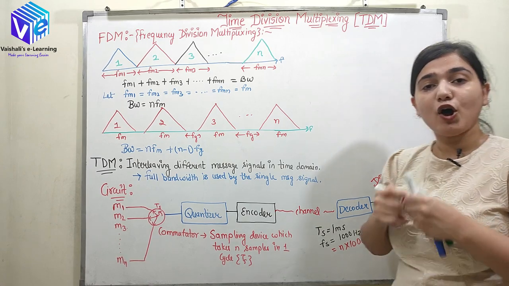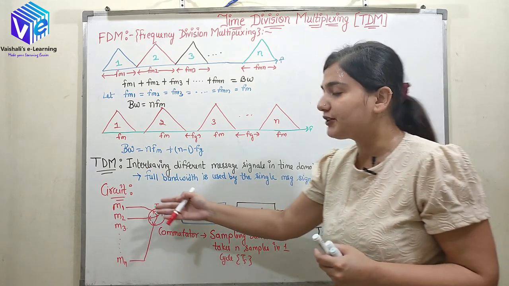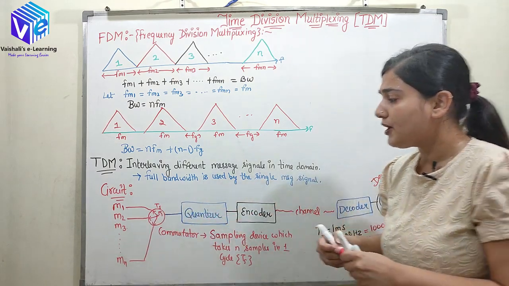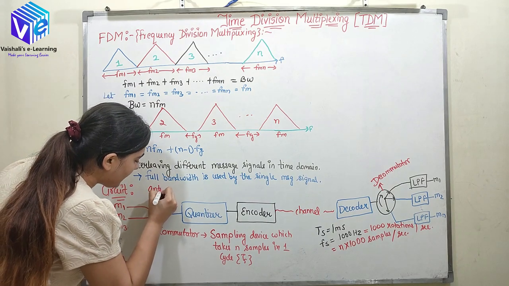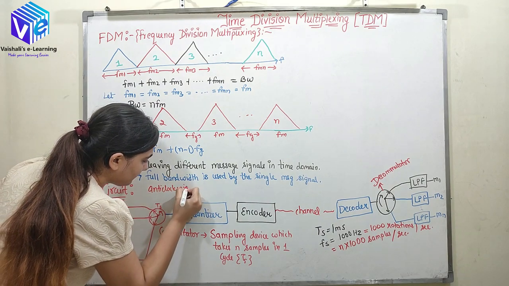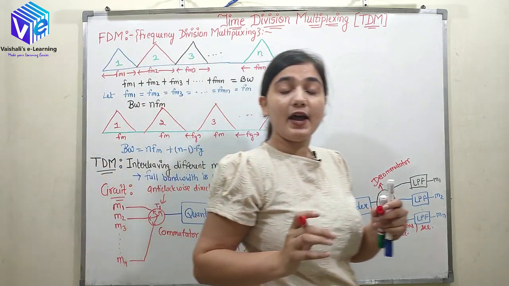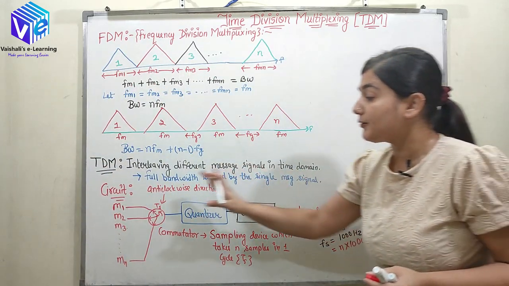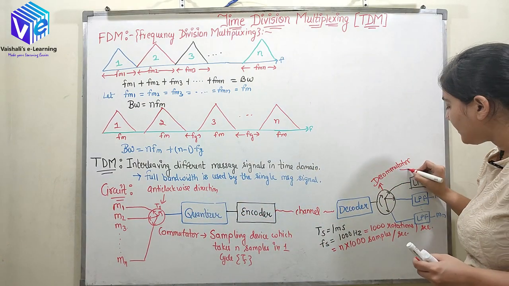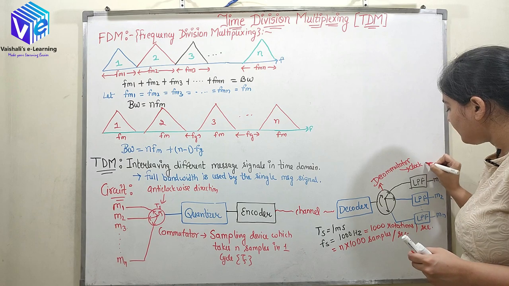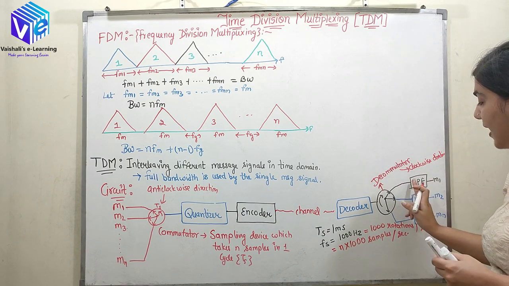So what is the decommutator doing? It is doing the opposite of what the commutator was doing. I said the commutator was moving in the anti-clockwise direction and it was taking all of the samples. So the decommutator will be moving in the clockwise direction and it will be giving the samples here.